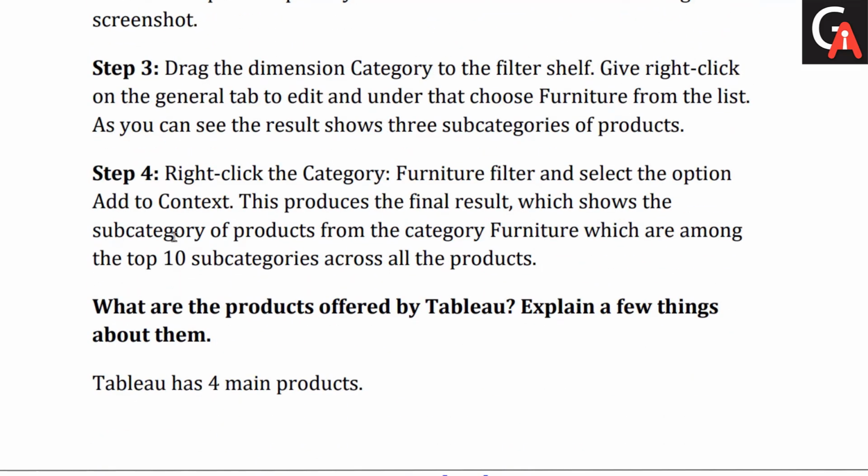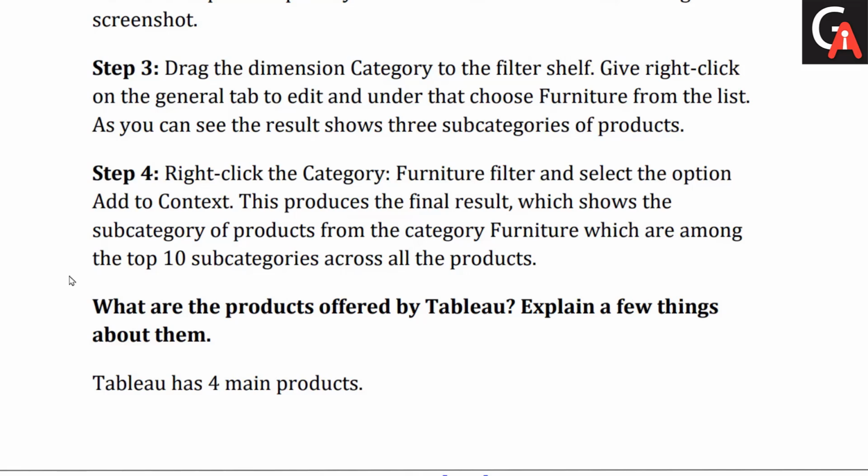Next, the last step: right click on the category Furniture filter and select the option Add to Context. This produces the final result, which shows the subcategories of the products from the category Furniture which are among the top 10 subcategories across all the products. So this is how you can set the context filter in Tableau.